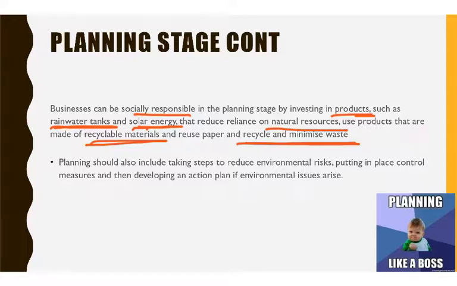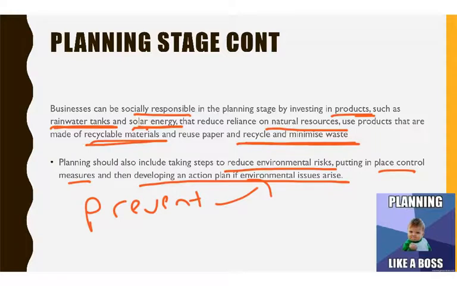So during this planning stage, obviously the main focus is to reduce environmental risks. So making sure you place control measures and developing an action plan if environmental issues arise. So if you've got a factory, thinking about what happens when things spill, so chemicals or fires, so trying to prevent that as much as possible, preventing environmental issues.